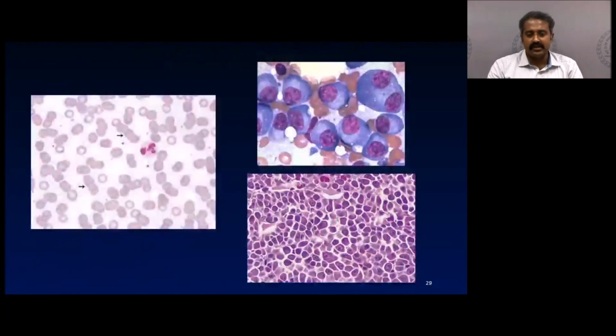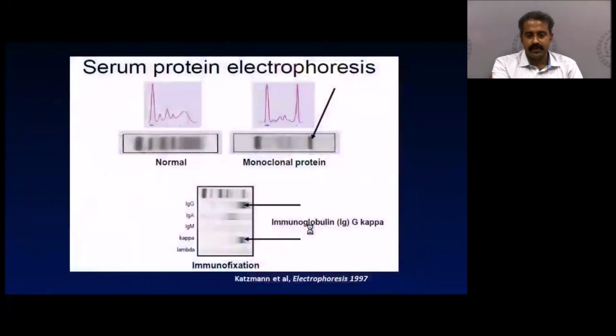Now, these are the various manifestations in the lab. So you can have normocytic normochromic anemia and rouleau formation on the peripheral smear. The images on the right side show the aspirate and the biopsy from the bone marrow. The aspirate shows typical plasma cells with the nucleus peripherally pushed, with the perinuclear halo, and the trephine shows dense infiltration of the plasma cells.